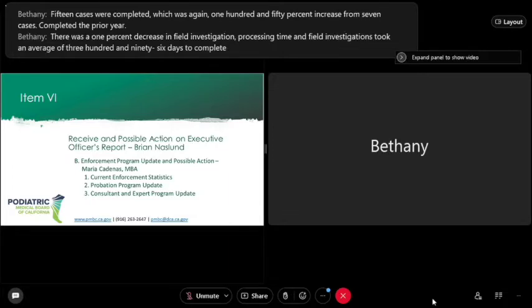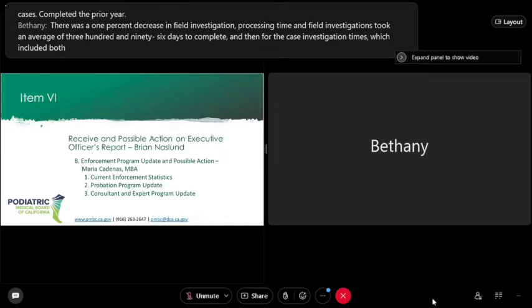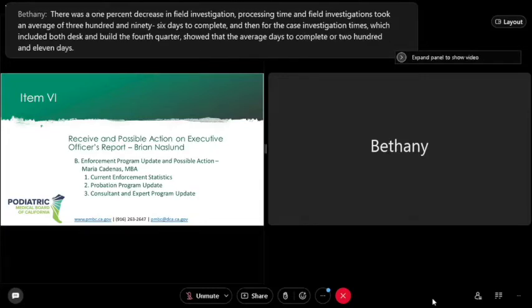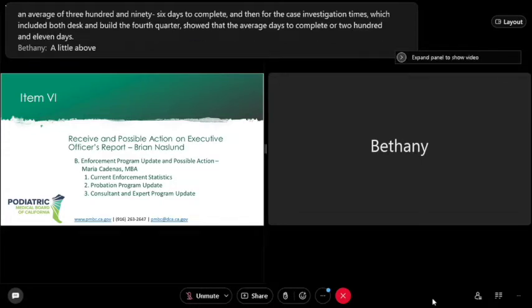And then for the case investigation times, which include both desk and field, the fourth quarter showed that the average days to complete were 211 days, a little above the DCA target of 125 days. This is pretty common though.